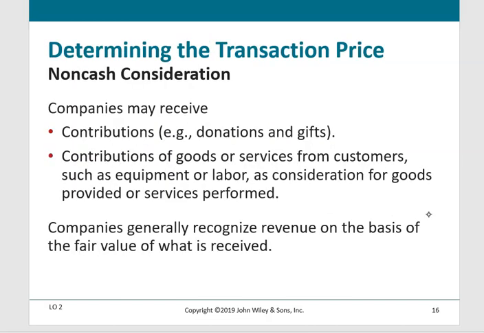Another factor in determining the transaction price is non-cash consideration. So what if the contract is set up where the seller is going to receive something other than cash? Could be either a contribution, donation, a gift, or contributions of goods and services from the customers. The rule here, we just have to remember, companies recognize revenue on the basis of the fair value of what is received. We don't need to look at an example of that. We just need to remember, record based on the fair value of what the company receives.